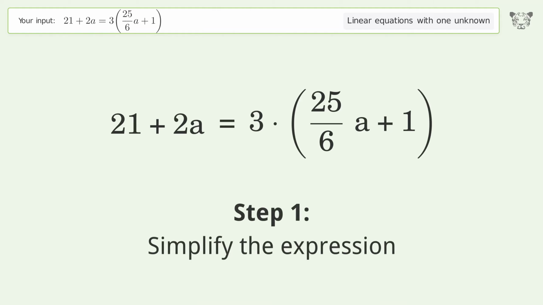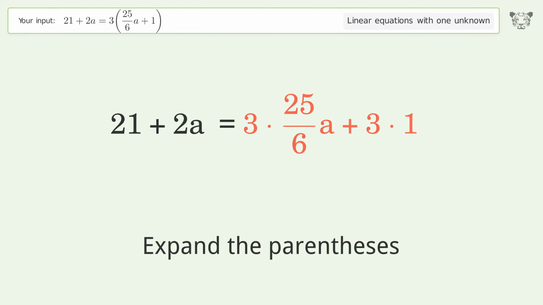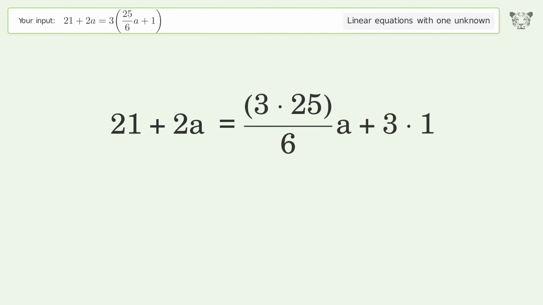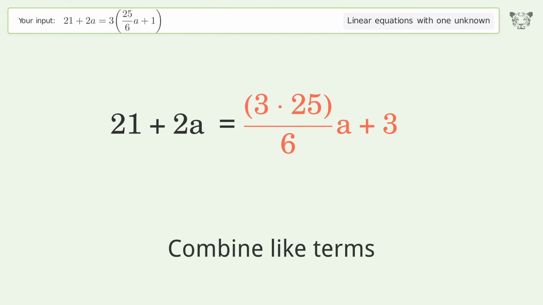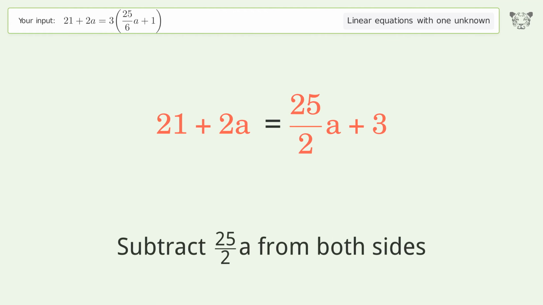Simplify the expression. Expand the parentheses. Multiply the coefficients. Simplify the arithmetic. Combine like terms. Group all a terms on the left side of the equation. Subtract 25/2a from both sides.